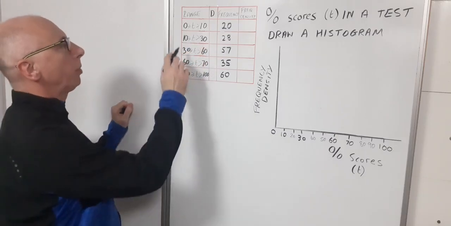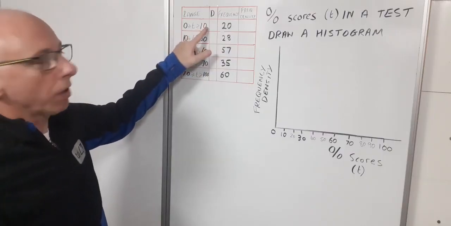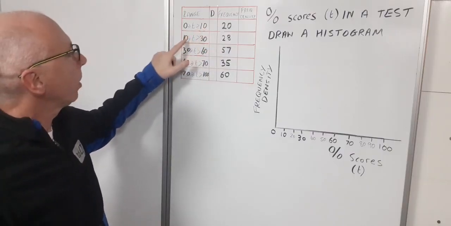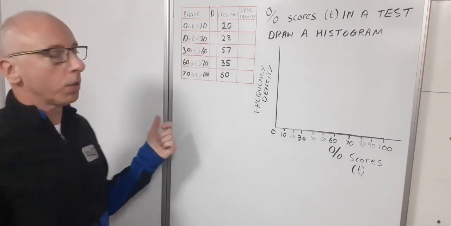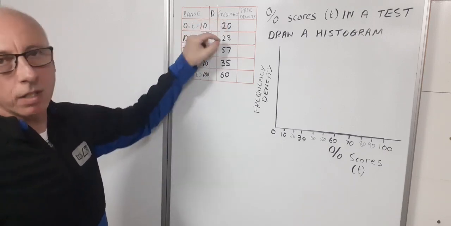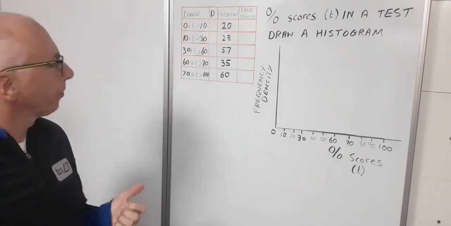Now it's very important when drawing these tables that we don't have scores from the end of one range included with the start of the next range. Because if we included 10 here, if someone scored 10, they would appear twice on the results chart. So that's really important before we start.